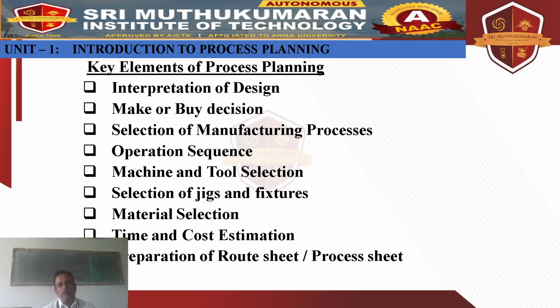So what are the key elements of process planning? Interpretation of design, taking make or buy decision, selection of manufacturing process required, deciding the sequence of operations, selecting machines, tools, and selecting jigs and fixtures required for the process, and selecting the material, and the time estimation and cost estimation, and finally preparing a route sheet or process sheet, which is the output of process planning.